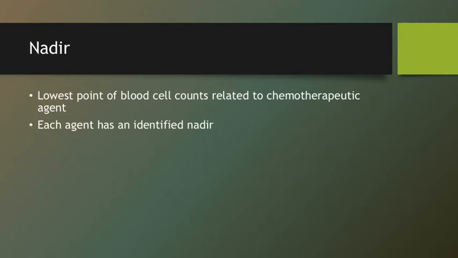Each agent has an identified nadir, and people who are getting induction chemotherapy, we need to monitor that and keep an eye on them so when they're at the lowest point of their cell counts, we're doing all we can to protect them. So that is something that if you were an oncology nurse, you would need to know, and it is something they ask you about a lot of times on the NCLEX. What's a nadir? It's just the lowest point, when people feel the worst when they're getting chemotherapy. Did y'all have something to add? When it's the lowest point, it's when people are most susceptible to these problems of infection and bleeding. Okay?